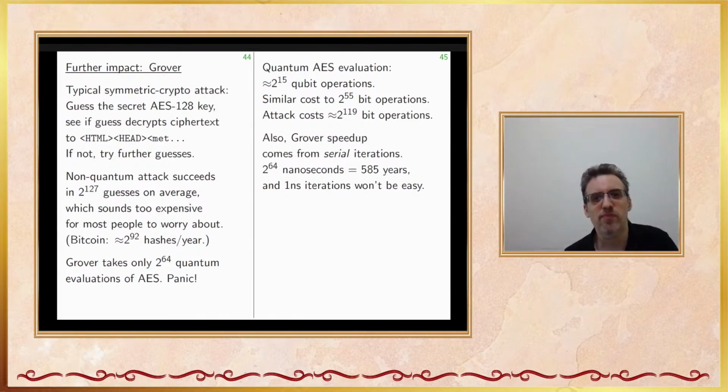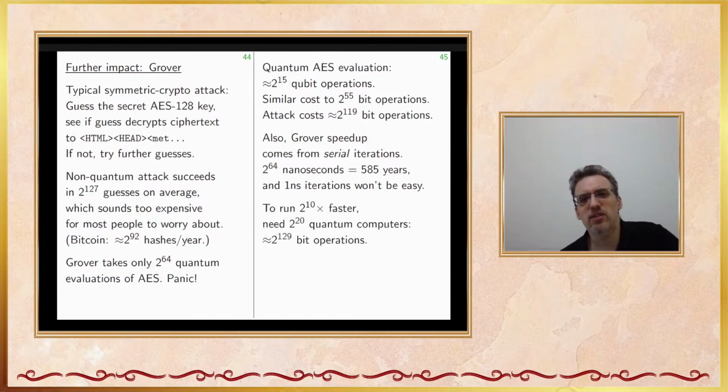Now, the attacker could say, okay, I'm just going to run Grover for only 0.5 years. So 2 to the 10 times faster. But then the success chance goes down quadratically to 1 over 2 to the 20. So the attacker has to run 2 to the 20 quantum computers in parallel, guessing different parts of the key space. The overall cost goes up by a factor of 2 to the 10 to about 2 to the 129 bit operations, which is still less than what AES is currently doing.